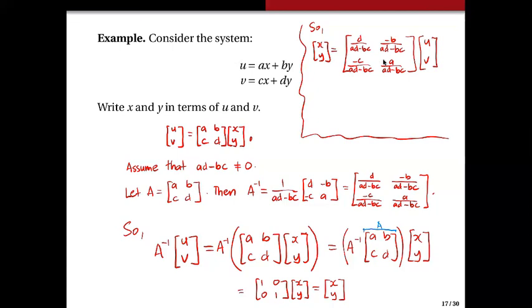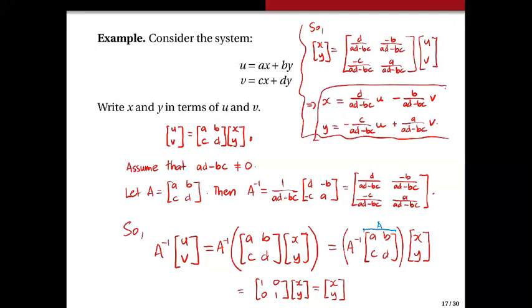So if you convert this to a linear system, or to equations, you will now get X equals this guy times U plus this guy times V. So D over AD minus BC times U minus B over AD minus BC times V. That's for X. Then for Y, you have negative C over AD minus BC times U plus A over AD minus BC times V. So this is what we want.